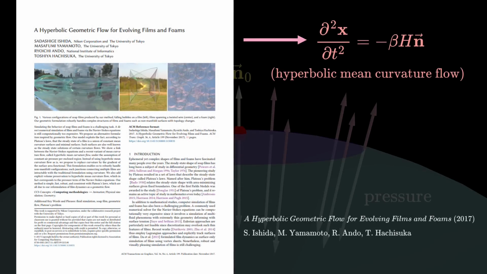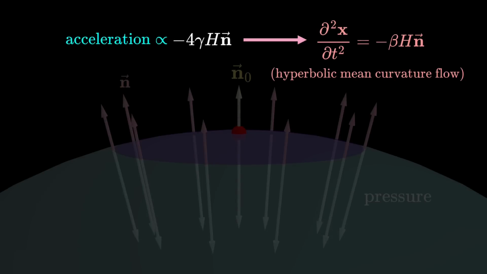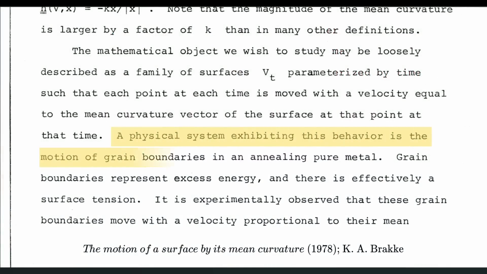However, there are physical systems where it is the velocity that is proportional to mean curvature, which leads to the first derivative being negative beta hn instead, and the resulting evolution is just called the mean curvature flow. This turns out to be what's happening in an annealing pure metal, like aluminium, which I honestly don't know too much about.